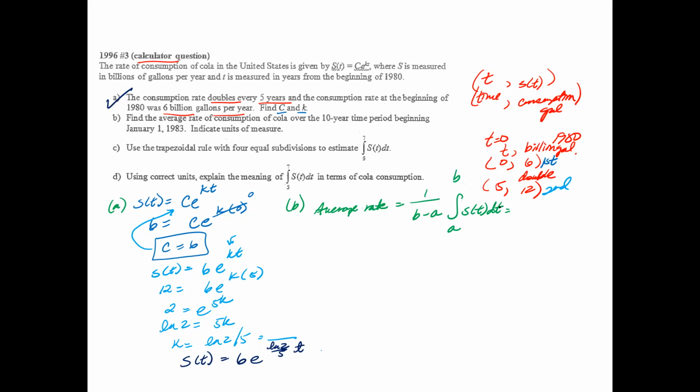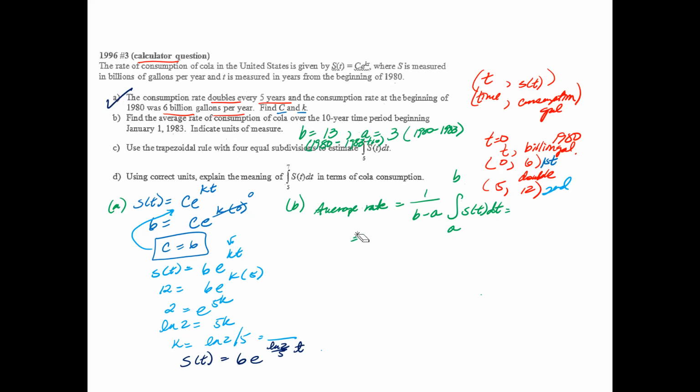All right, let's go ahead and plug this in. Looking at this, your B in this situation is going to be from 1980 to 1983. There's a difference of 13 years. And then, of course, your A is going to be 3. Your A is from 1980 to 1983. And then your B is going to be from 1980 to 1983 plus the 10 years.